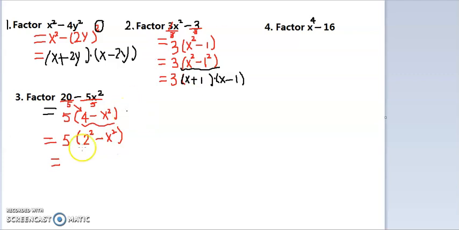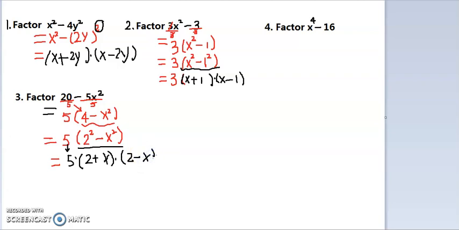So now we apply the difference of 2 squares formula just on that. And that 5, we just bring it down. So now we're going to come up with the 2 squared, which is 2 times 2. We come up with the minus, which is plus times minus. And we come up with x squared, which is x times x. And that's the answer of this one.